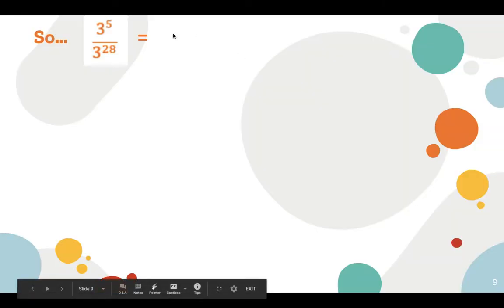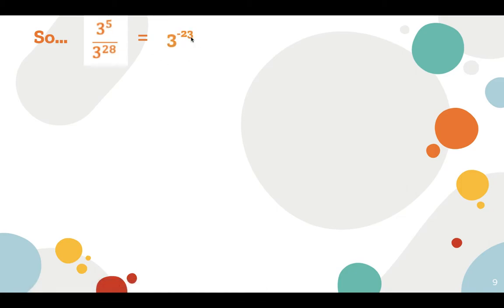So if we know 3 to the 5th power over 3 to the 28th power, we're going to subtract our exponents to get 3 to the negative 23rd. 5 minus 28 is 3 to the negative 23rd.